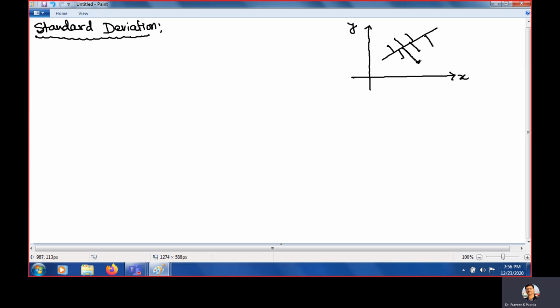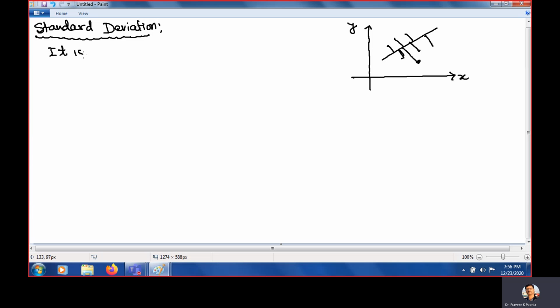Clear? So what is the standard deviation? This is deviation only. Some is positive, some is negative. Clear? But what is the standard deviation? Standard deviation is the average distance. You count all of these distances and take the average of it. That is the standard deviation. Clear?